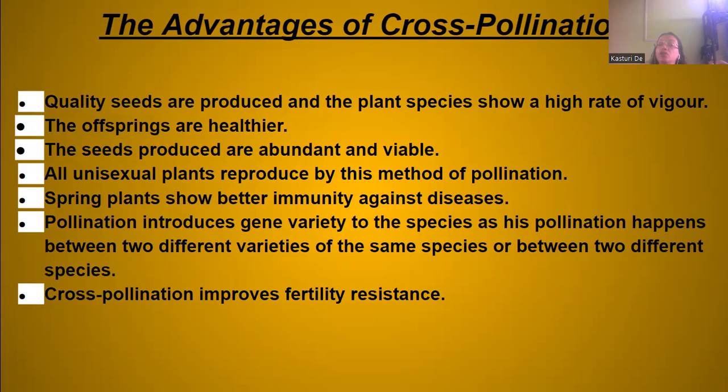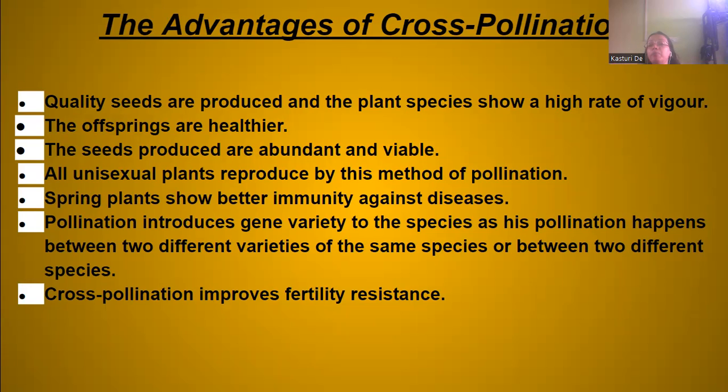All unisexual plants reproduce by this method, because unisexual plants have only one reproductive organ, either male or female. So at that time they have to depend on cross-pollination. Otherwise, no self-pollination will happen. There will be no pollination. So by cross-pollination, unisexual plants can reproduce.